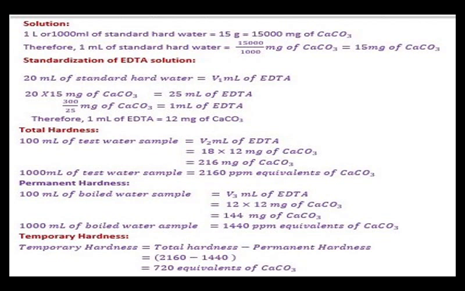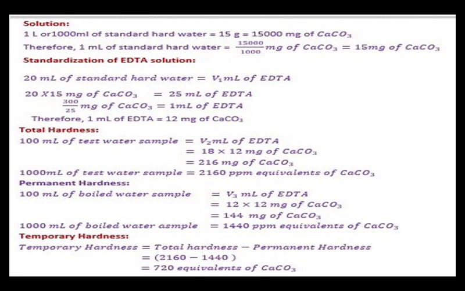Now permanent hardness. The same 100 ml of the water sample, but taken after boiling. So V3 ml of EDTA, and here in our case V3 is nothing but 12 ml. So 12 into 1 ml of EDTA. There again you substitute 12 mg of calcium carbonate, so that you will get 144 mg of calcium carbonate. But for 1000 ml of boiled water sample, you will get 1440 ppm equivalents of calcium carbonate.